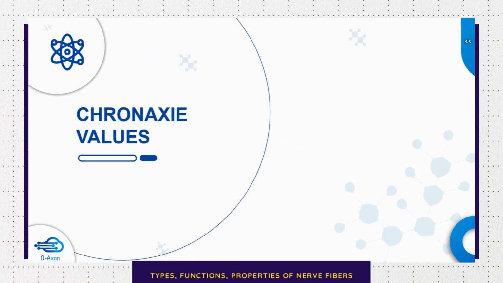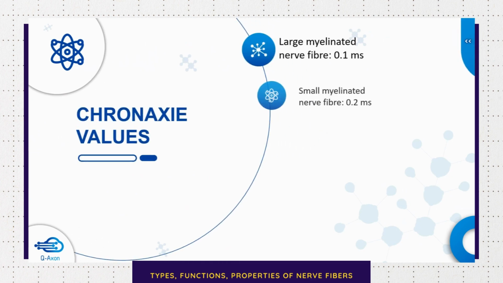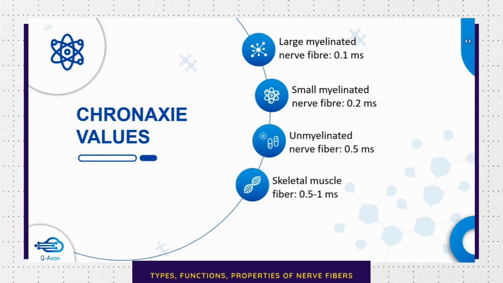Now this slide gives you the chronaxy values of different tissues. So you can appreciate how different tissues differ in their excitability. You can see that when it comes to the large myelinated nerve fiber, its chronaxy value is the least, 0.1 milliseconds, as opposed to the cardiac muscle, which has a chronaxy value of 1 to 3 milliseconds. So the large myelinated nerve fiber is much more excitable than the cardiac muscle fiber.